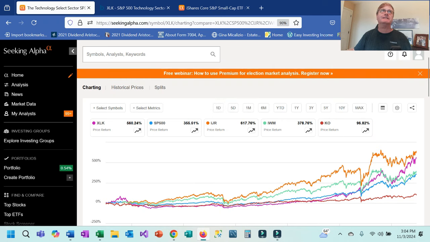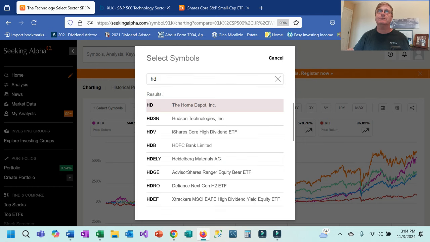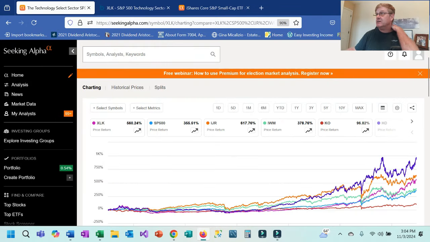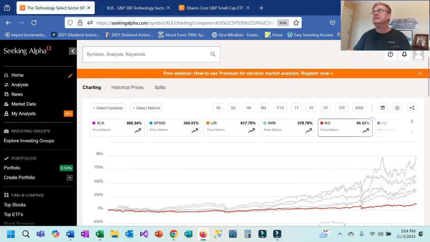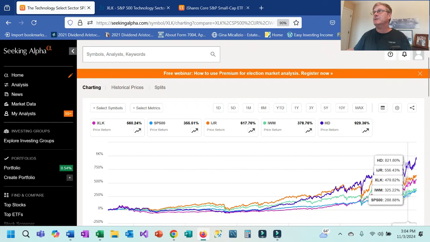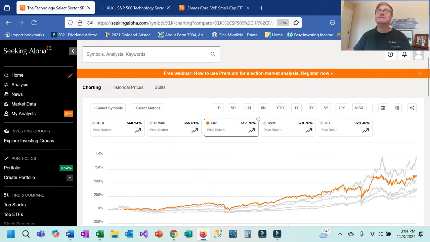Now let's look at maybe Home Depot would be a better alternative, because I think I've told you guys before that when I compared Home Depot to Coca-Cola, Home Depot was significantly better. Did it take Coca-Cola again? Okay, so here's Home Depot. So you can see Home Depot actually did better, 929%. So picking the right company.